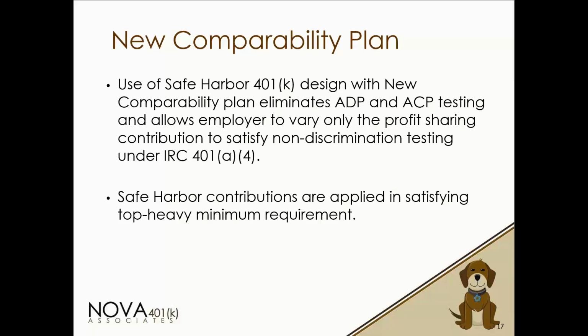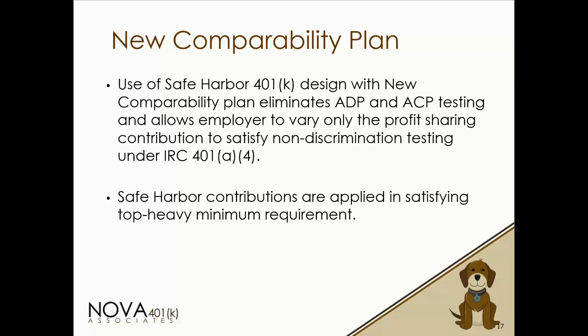And the safe harbor, the other kind of added bonus is typically these plans will end up being top heavy, which means that over a certain percentage of the assets in the plan are for key employees. If designed right, that's typically how they'll end up being. And there's a top heavy minimum requirement, which is 3%, and that gets satisfied through the safe harbor.